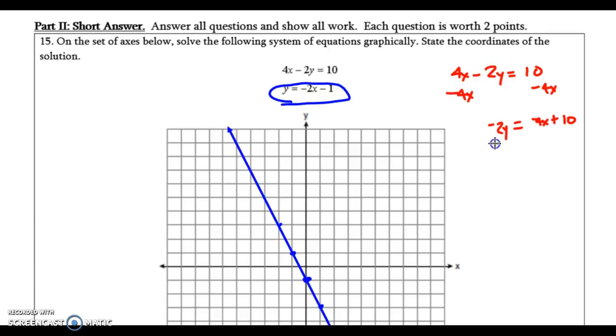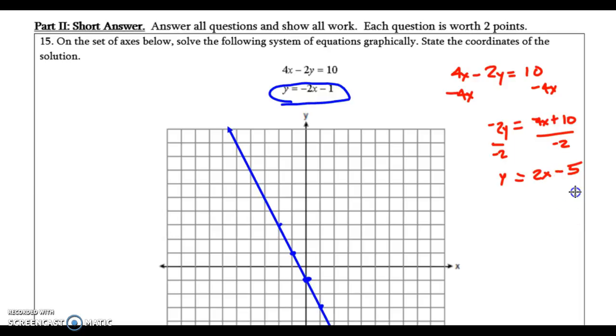I need to get y by itself, which means I'm dividing both sides by -2. Divide by -2. Divide by -2. And on my left-hand side, I just have y. On my right-hand side, -4 divided by -2, that's going to give us a +2. So that's y equals 2x. And then +10 divided by -2 is minus 5.